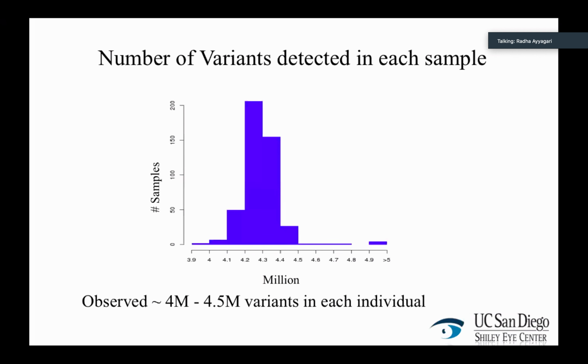In each individual, we observed about 4 to 4.5 million variants. So now the challenge is we need to identify the single variant, or 2 variants in case of compound heterozygous mutations, that are the underlying cause of disease. So for this, we established a filtering strategy.